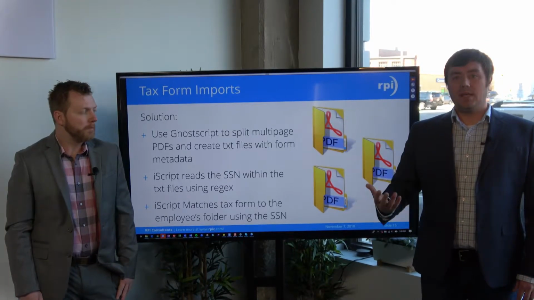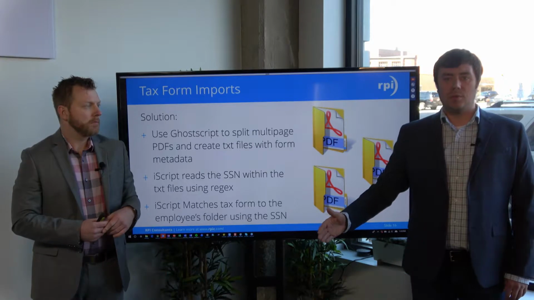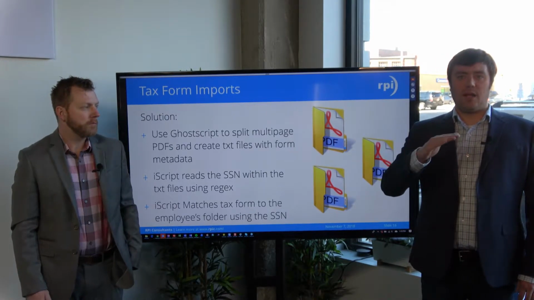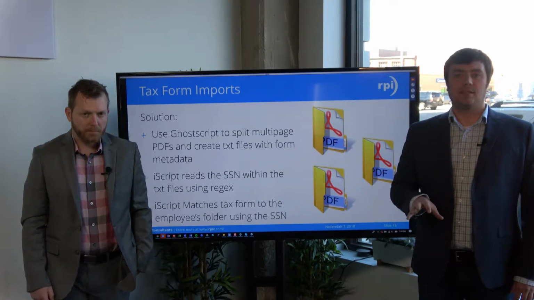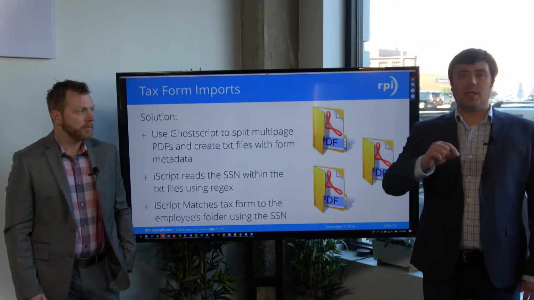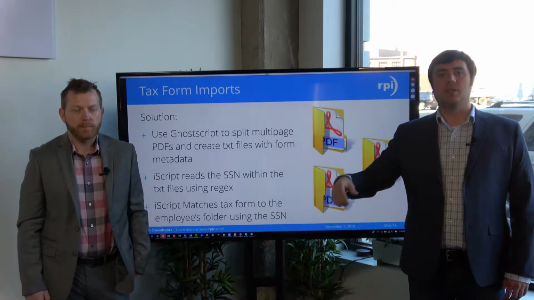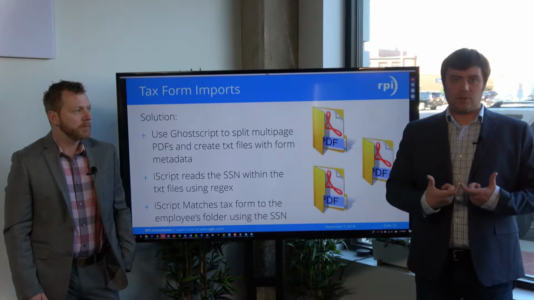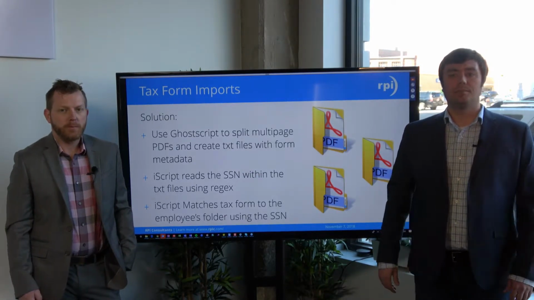So essentially what we did was we split those out, created an index file to go along with the individual pages, and then through iScript we can use regex to try to find the format that matches the social security number within that text file. And once we find that social security number, we know that that PDF links to the employee folder that's found in Perceptive, because they store the social security number on the folder. So if the social security number is matched, we know that that form can go directly into the employee folder.